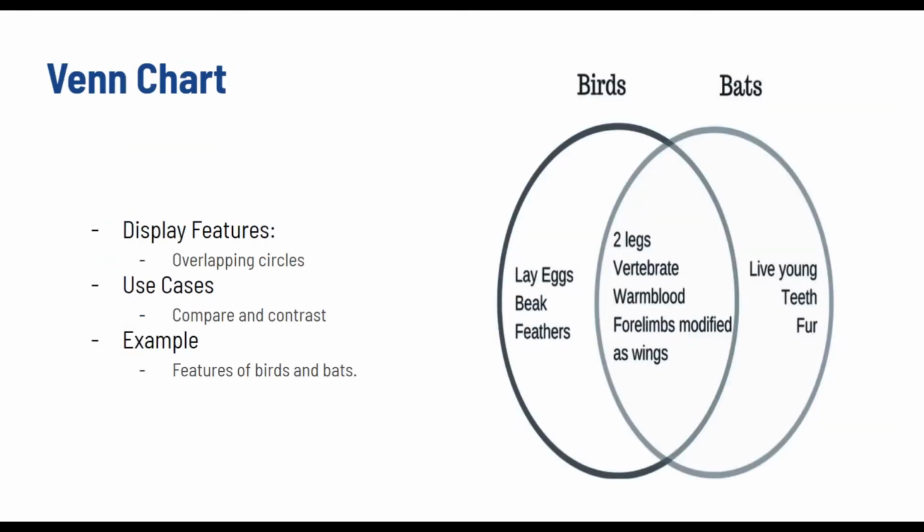Venn chart. Venn diagram uses overlapping circles to visualize the logical relationships between 2 or more groups of items. The uses of Venn chart include when you want to compare and contrast groups of things, or you want to categorize or group the items. Here in this example of Venn diagram, it compares the features of birds and bats.